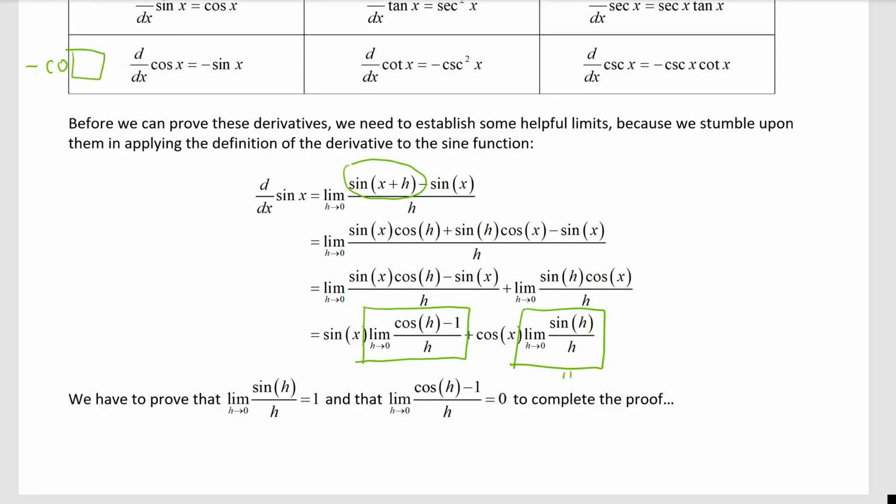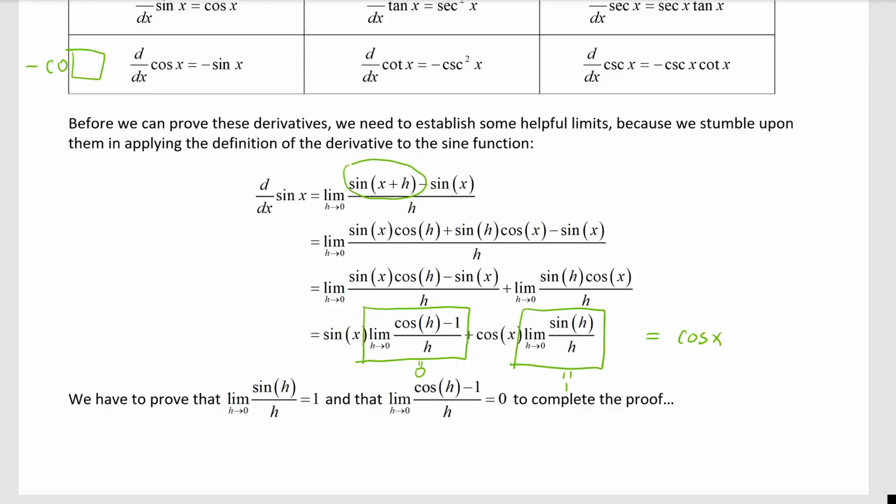So this guy equals 1, and I can show you the limit as h goes to 0 of (cosine h minus 1) over h. This guy goes to 0, okay? So that's why when we find those limits, we can plug in: sine x times 0 is 0, and then cosine x times 1 is cosine x. See, that finished the proof. We just proved that the derivative of sine x equals cosine x.